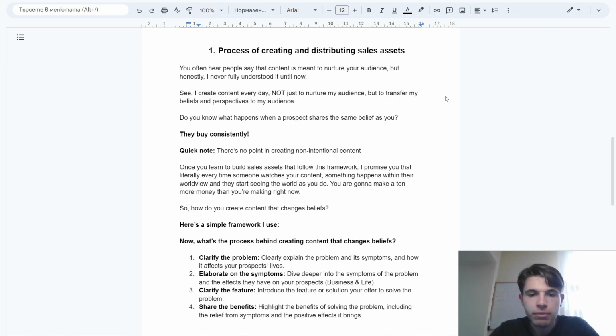First, clarify the problem. Clearly explain the problem and its symptoms and how it affects your prospect's life. Second, elaborate on the symptoms. Dive deeper into the symptoms of the problem and the effects they have on your prospect. And not only the effects on their business, but also the effects it has on their personal life. Third, clarify the future. Introduce the future or solution you offer to solve the problem. And last but not least, share the benefits. Here you want to highlight the benefits of solving the problem, including the relief from symptoms and the positive effects it brings.